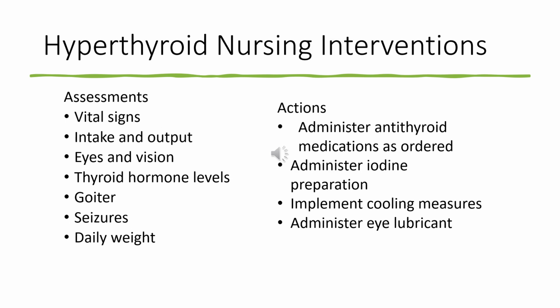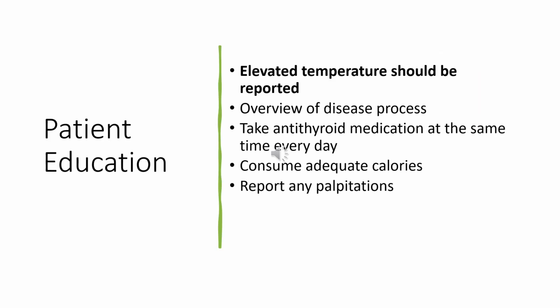Our hyperthyroid nursing interventions: vital signs, that's not surprising, our eyes and nose, vision, what our hormone levels are, are they showing signs of goiter? Seizures, we need to get weights. Let's make sure they have their medications and their iodine preparations, any cooling measures, and some eye lubricants. We're going to look at the temperature. Elevated temperature should always be reported. Educate the patient on the disease process.